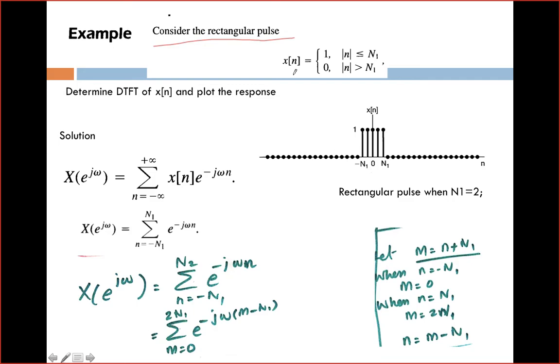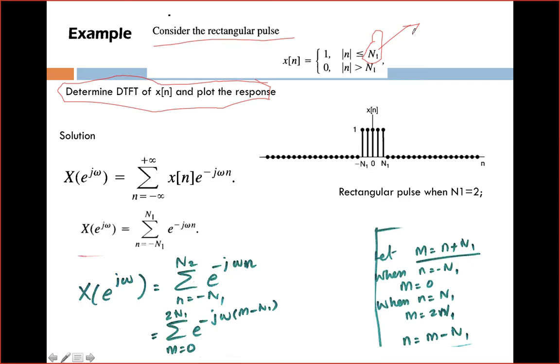So if n value is greater than n1 or less than minus n1, then the signal value is equal to 0. Now we need to find the discrete time Fourier transform of this x of n and plot the response. This is the job given in this particular problem. Now we do not know anything about this n1. This n1 may be 2, 10, 100, 1000, etc.